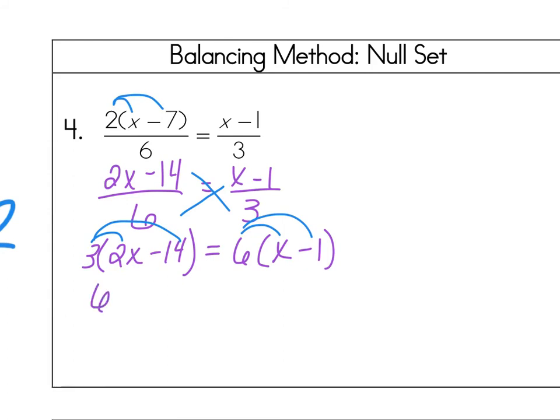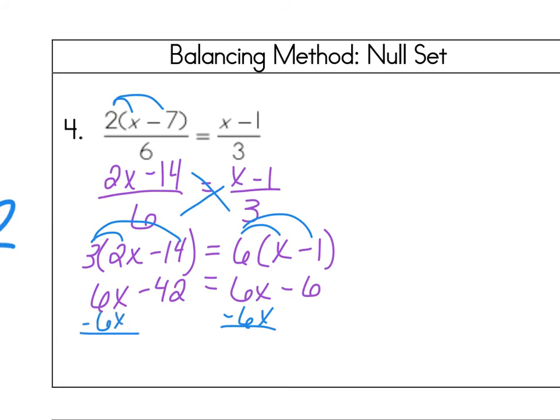So I end up getting 6x minus 42. And on the right side, I get 6x minus 6. So it tells me, go ahead, use a balancing method. So let's do that. I can see that I have x's on both sides, and it really doesn't matter where I move either one of them to. So let's move this one. Let's move that 6x and balance it out.